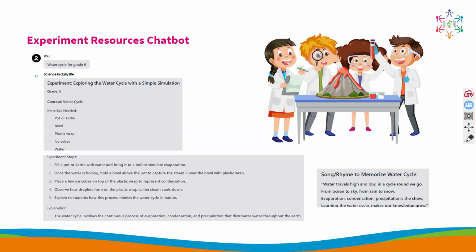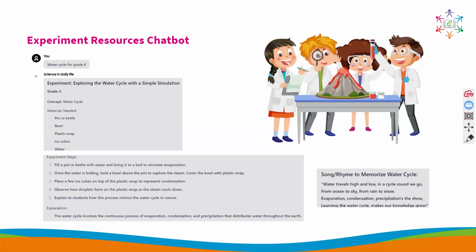So you just have to enter the topic or concept you want to explore and for which grade level. So here you can see I have written here water cycle for grade 6, and it has listed me what the materials are needed, what are the steps, even the explanation, and you will also get a song or a rhyme to memorize, which can help the students to memorize about the water cycle.